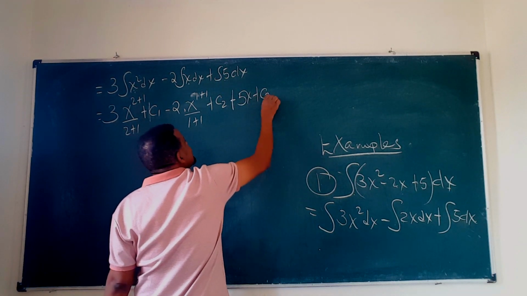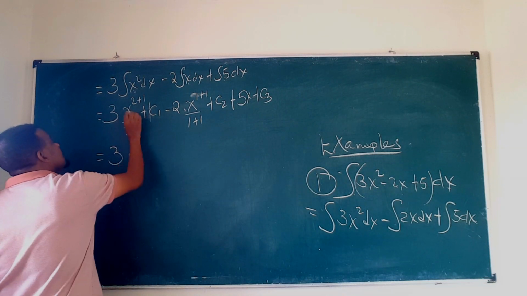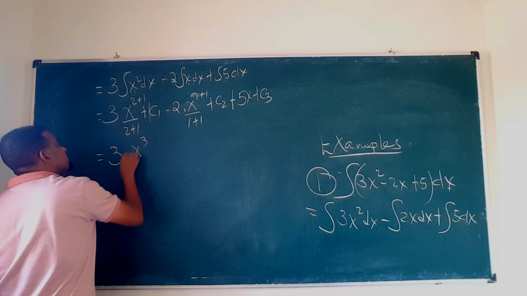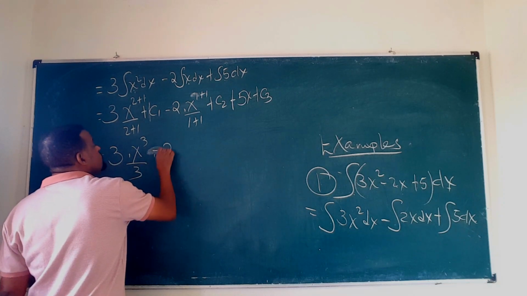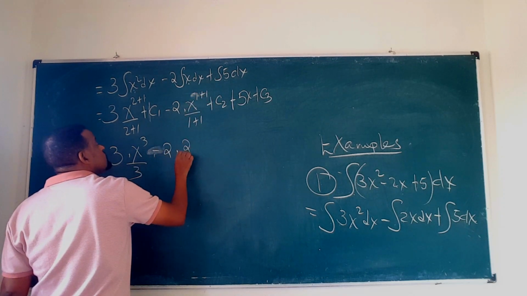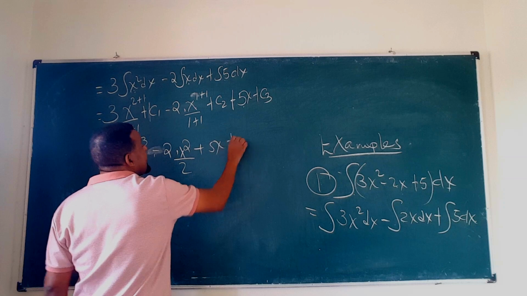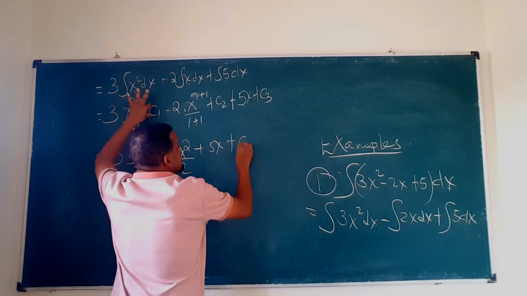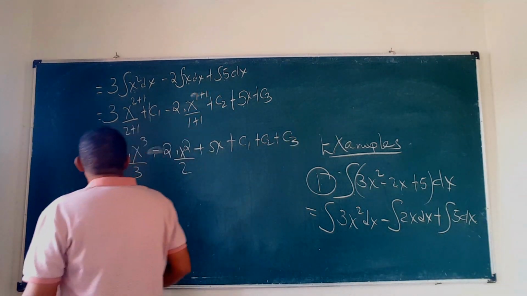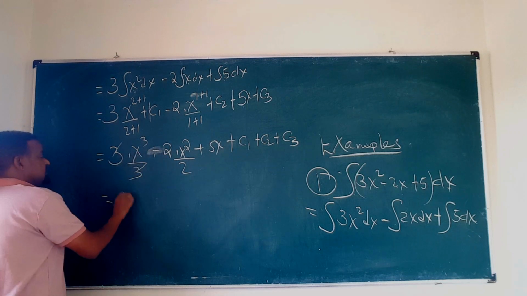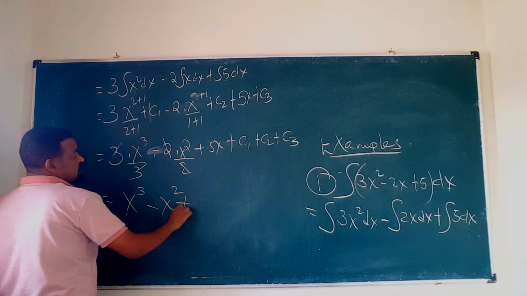5x plus c3. So now collect all these together. So 3 times, 2 plus 1 is 3, x to the power of 3 over 3 of course. Minus 2 times, x to the power of 1 plus 1 is 2, x squared over 2. Plus 5x plus, here we have c1. This is c1 plus c2 plus c3. So this 3 cancels with this. Now what do we get here? x cubed, the 2 cancels, which is x squared plus 5x.